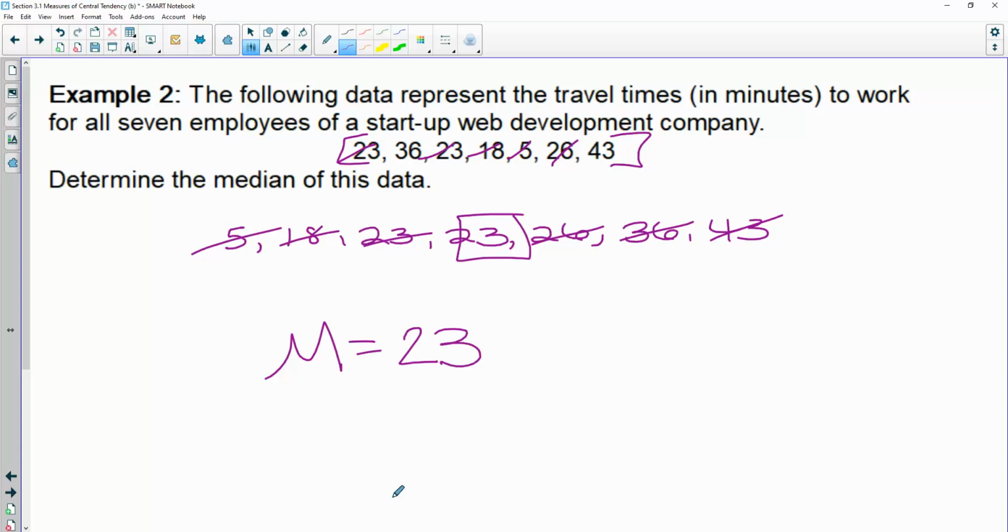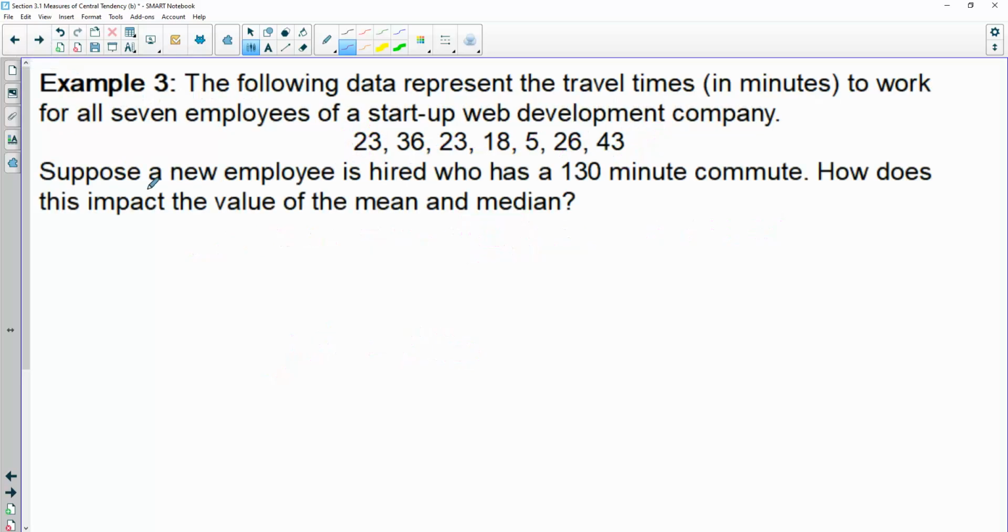Mean and median? So I want to take this same example, but I'm going to change it. Let's say we just hired a new employee. So now we have someone who has a 130-minute commute. We want to find our mean and median now. Same first 7, but now we have another person. So our mean, if we add them all up, including our commute of 130, 3 or 4.